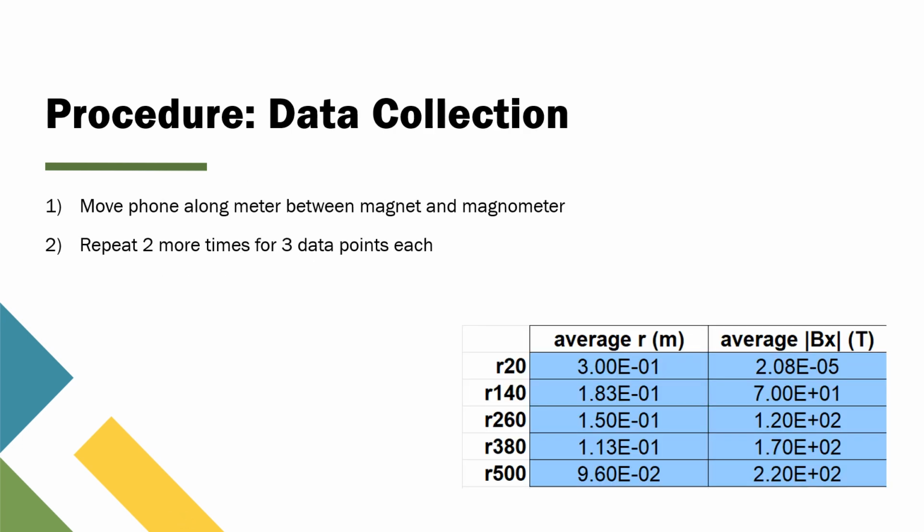Procedure, data collection. The first thing we did was move the phone along the meter stick between the magnet and the magnetometer to measure the distance R and the B field. Then we repeated this two more times for 3 data points each. See here we have the averages of doing all this. We found R and the B field.